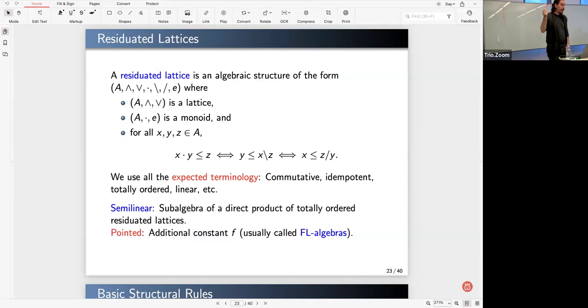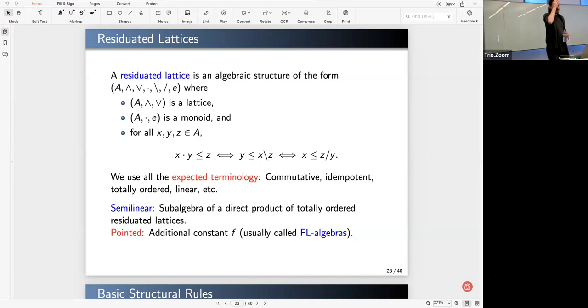So we'll use all the expected algebraic terminology in this setting. When I say something is commutative or idempotent, I'm referring to the monoid part. Totally ordered means the lattice order is totally ordered, etc. Some terminology that I'll use often is semilinearity. Semilinearity means that an algebra is a subalgebra of a direct product of totally ordered residuated lattices. So it's in the variety generated by linear ones.